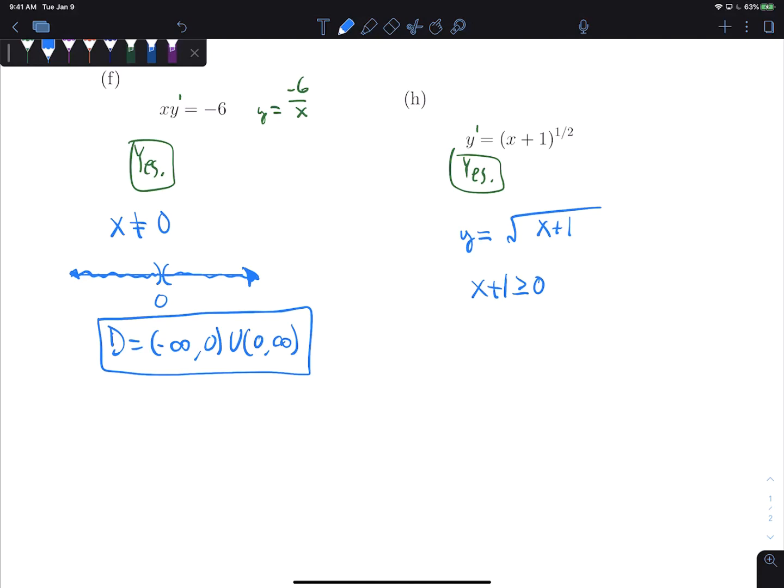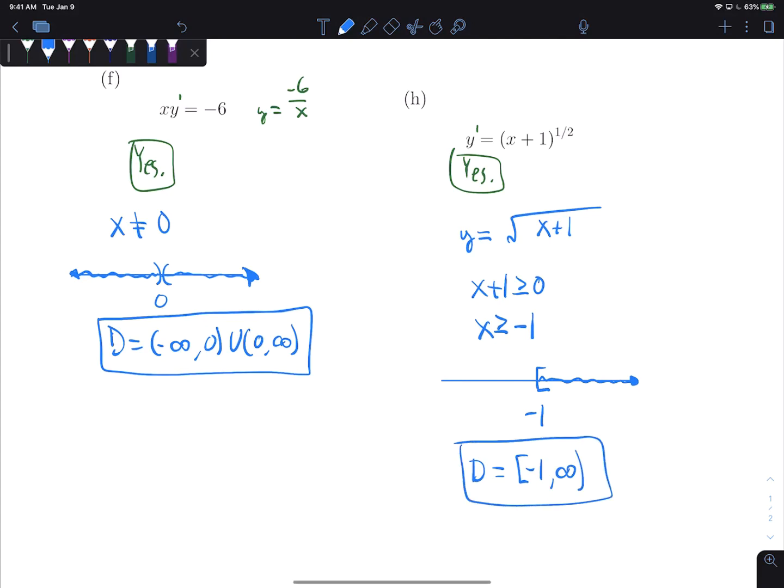Then we just solve for x. The first thing I'm going to do is subtract the 1, so x is greater than or equal to -1. Again, notice on the number line, put that -1 here, and I shade to the right, and I include that -1. The domain is going to be -1 to infinity and beyond.